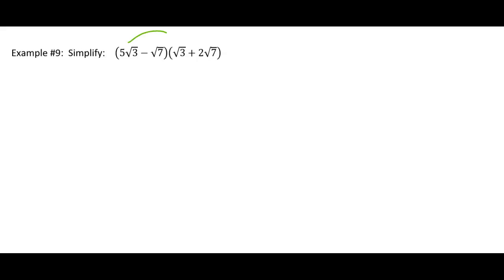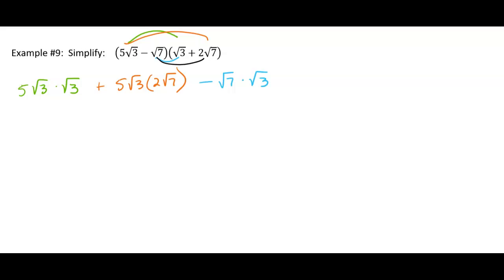So we're going to take 5 square root 3 times the square root of 3. Then we're going to say plus 5 times the square root of 3 times 2 times the square root of 7. I put parentheses in, but you could have put a dot there. All right, then it's going to be minus the square root of 7 times the square root of 3. And then finally, minus the square root of 7 times 2 times the square root of 7.